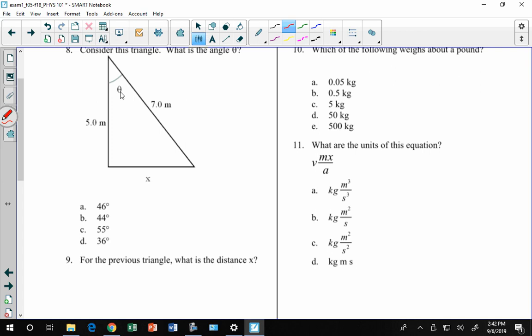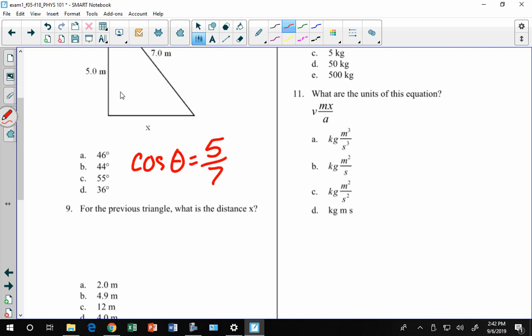So in this case, you have the side adjacent to the angle, and you have the hypotenuse. So I'm going to use CAH, right? Because I have A and H. So I'd say cosine of theta equals 5 over 7. And so theta would be the inverse cosine, or the arccosine, of 5 over 7.